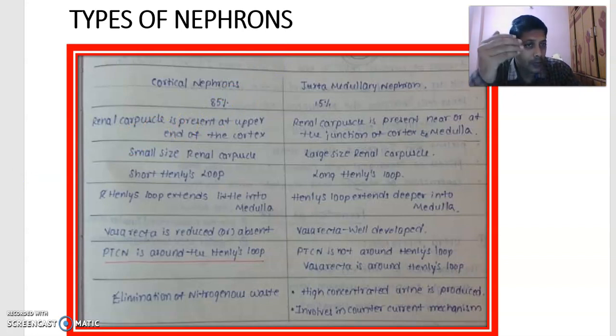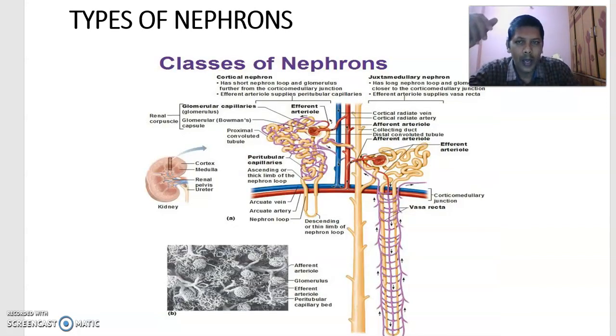Types of neurons: unipolar, bipolar, multipolar. These are the types of nephrons. Earlier you haven't learned this one. This is the first time you are learning types of nephron. This is one type of nephron, called cortical nephron. This is another type of nephron, which is called juxtamedullary nephron.